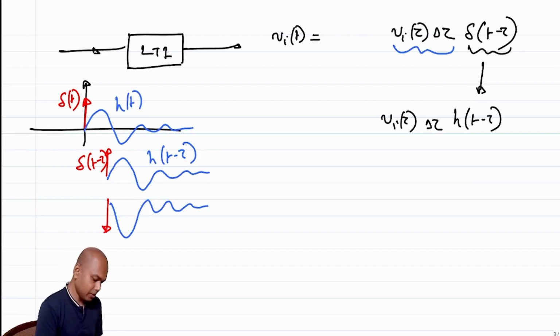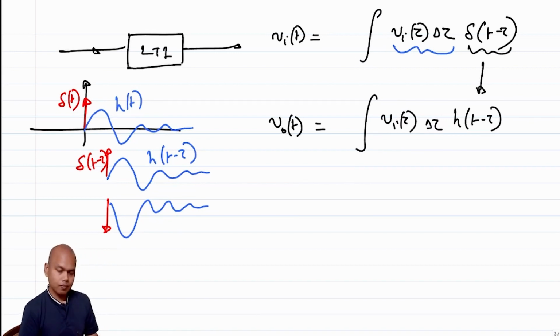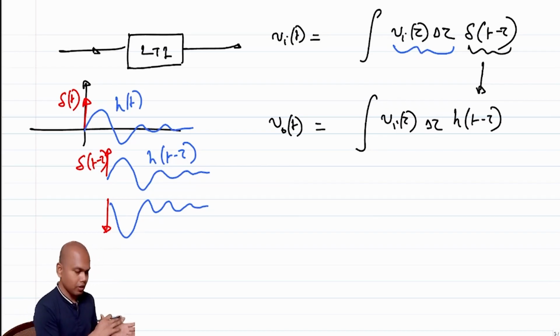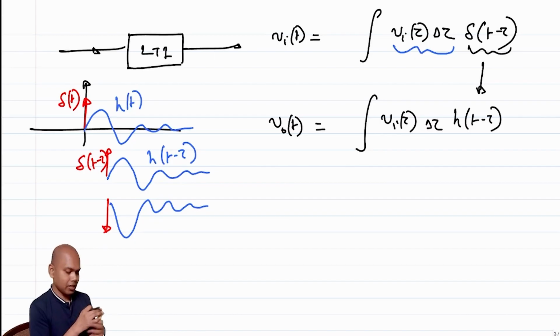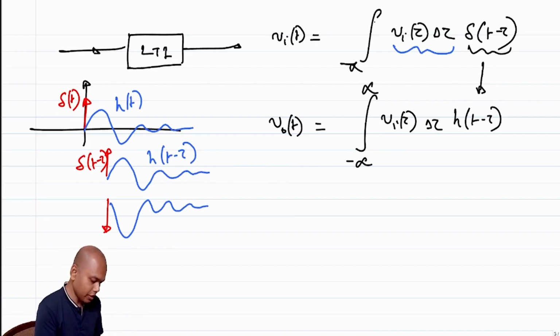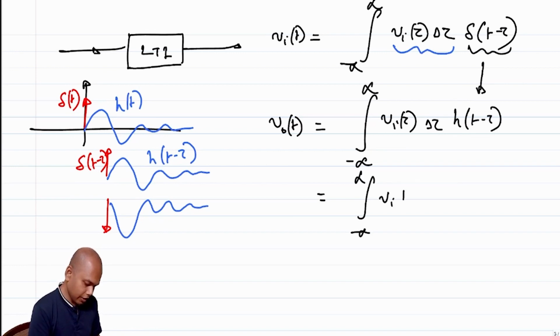If I express it in terms of integrals, your Vo(t) will end up becoming this. If I do not impose the constraint of causality, h(t) also goes from minus infinity to plus infinity, so I can say the limits are from minus infinity to plus infinity. Essentially this becomes more formally written as the integral of Vi(tau) h(t minus tau) d tau, which is Vo(t).